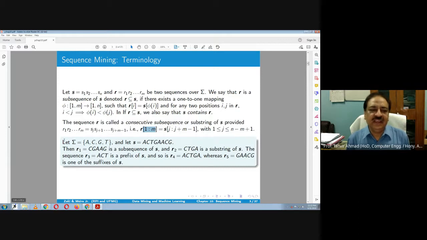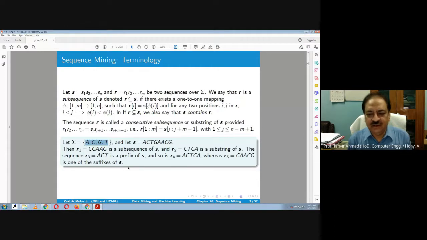Let us see that I have only 4 symbols or alphabets which are a part of the sequences, and they are A, C, G, T. Now this is equal to sigma. And let us take one sequence A, C, T, G, A, A, C, G, which has been built over the sigma. Now, if I take, say, R1 is equal to C, G, A, A, G.